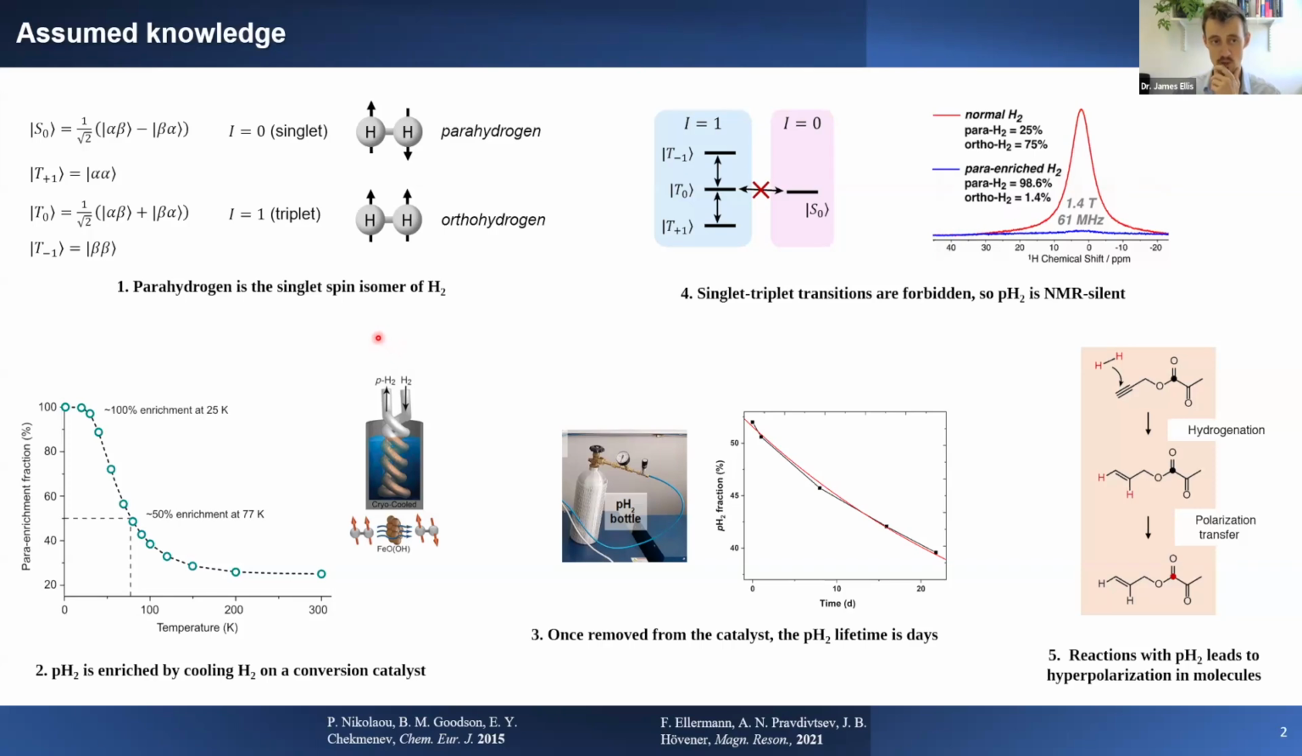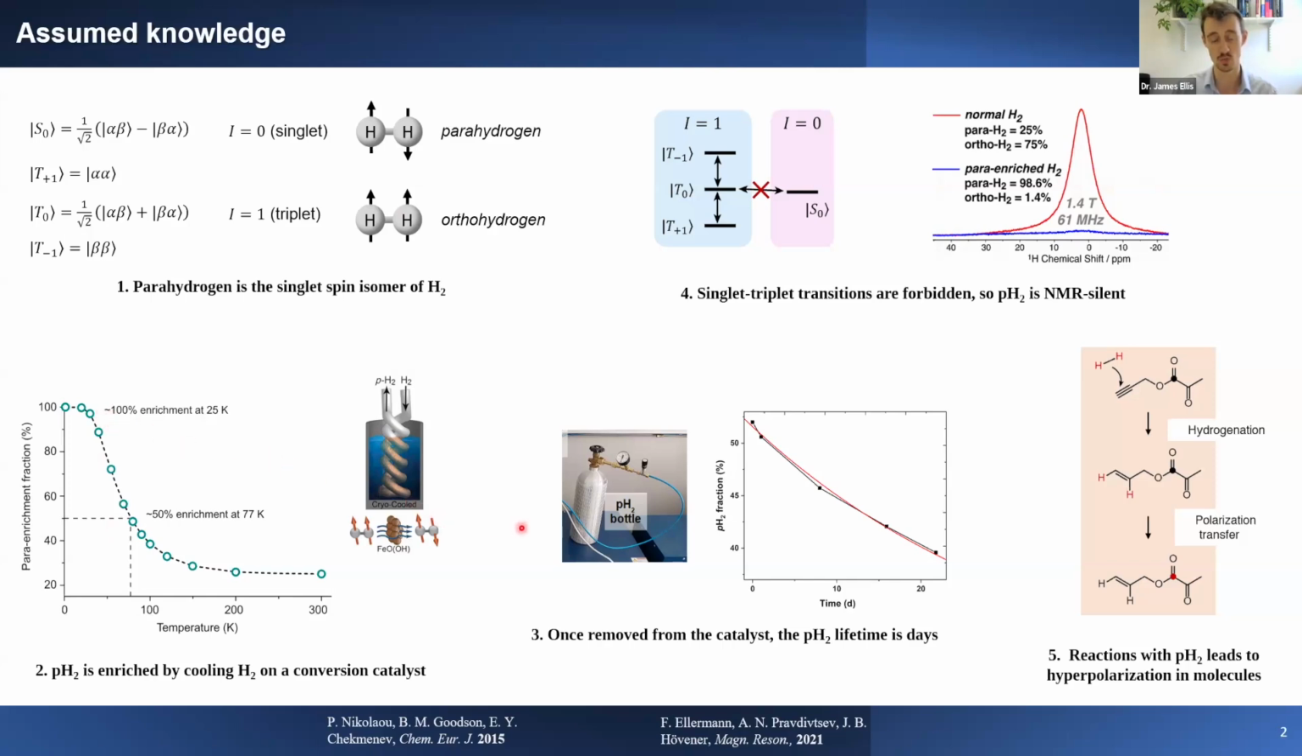So this knowledge is essentially assumed for the talk, and those points are that the hydrogen molecule has different spin isomers, so the nuclear spins can exist in different states, and parahydrogen is the singlet state of the hydrogen molecule. We also have orthohydrogen, which correspond to the 3 triplet states. We know that we can enrich parahydrogen by simply cooling down hydrogen gas on a suitable catalyst. You come down to low temperatures, a few tens of Kelvin gives essentially 100% para enrichment.